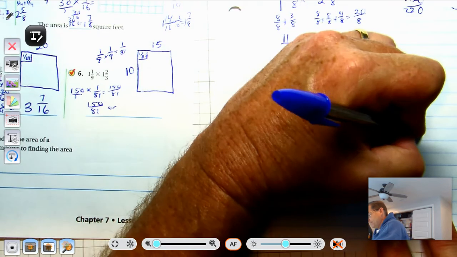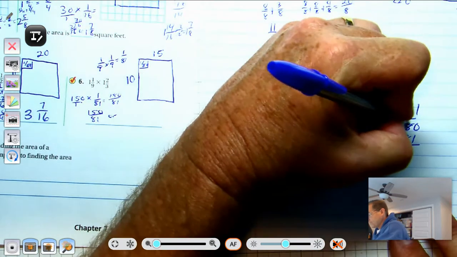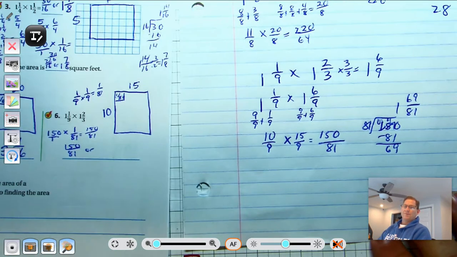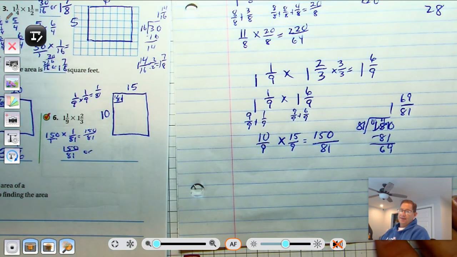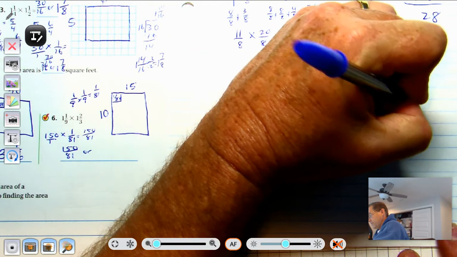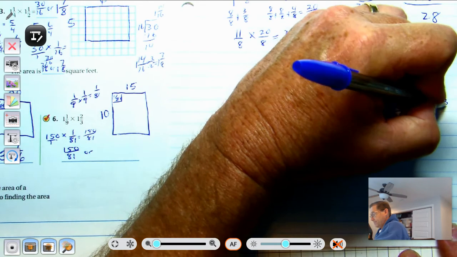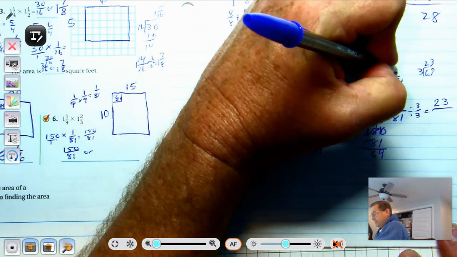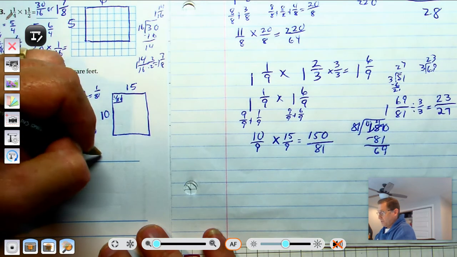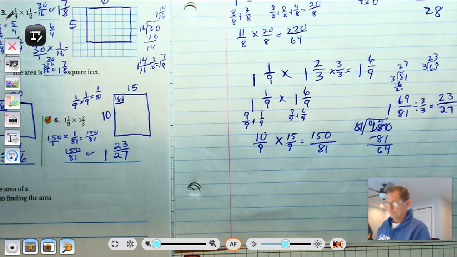Or, simplified, I can only get 1 from 150 by 81, and that's going to give me a remainder of 69. Well, 6 plus 9 is 15, which means it can be divided by 3. And 8 plus 1 is 9, which means it can be divided by 3. So let's simplify by 3. 69 divided by 3 is 23. And 81 divided by 3 is 27. So 150/81, or 1 and 23/27.